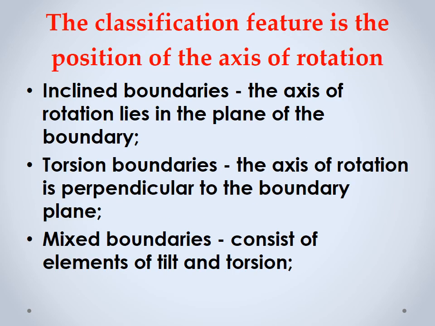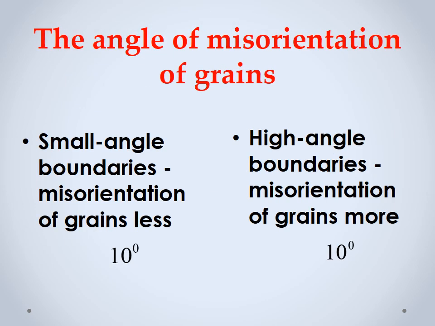Boundaries with misorientation of grains less than 10 degrees are called small angle boundaries. And the boundaries with greater misorientation are high angle boundaries. The small angle boundaries are formed by a dislocation system. They are formed as follows.